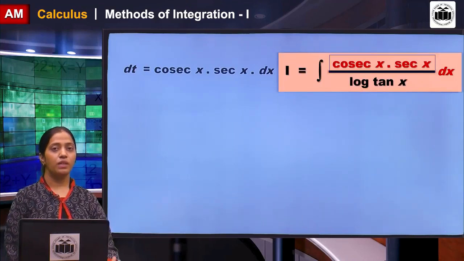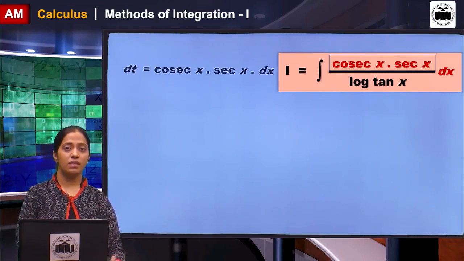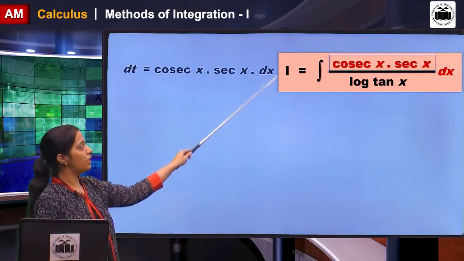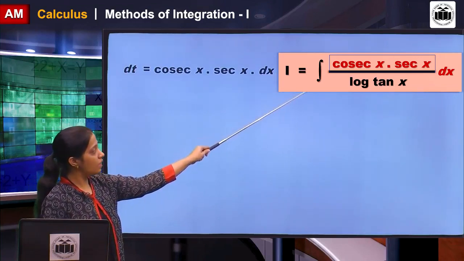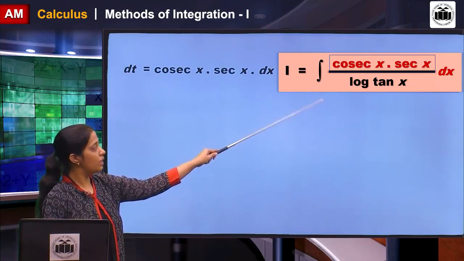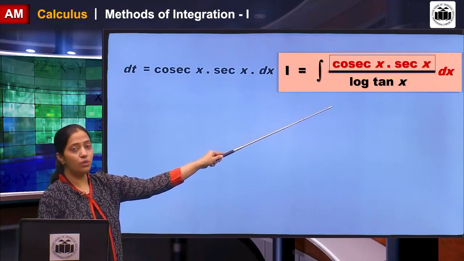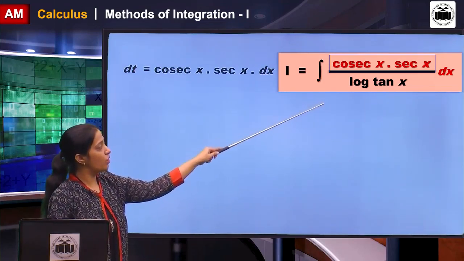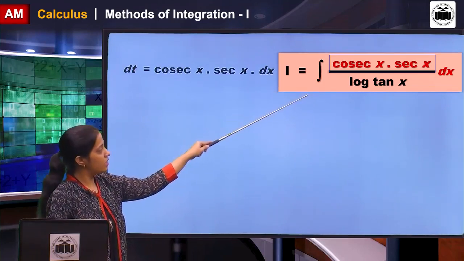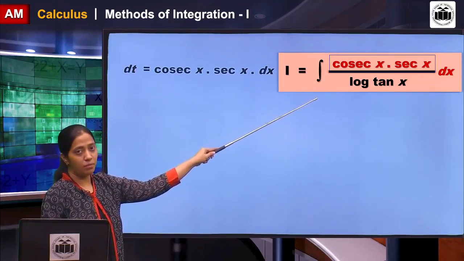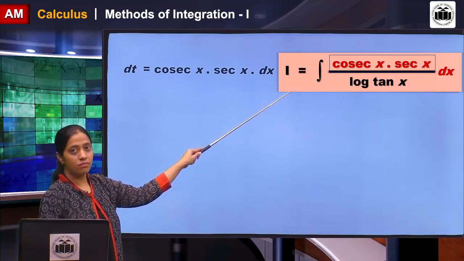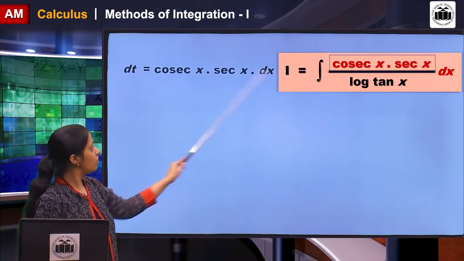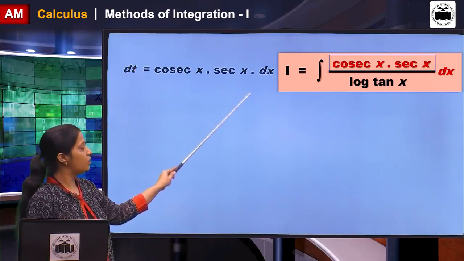Now why am I doing this? Cosec x into sec x into dx. This is our question. I is equal to integration of cosec x into sec x divided by log tan x with respect to x, that is dx. And we have already used a substitution for log tan x. So in this integration, our log tan x is t. So what about the numerator? The numerator we now got in terms of dt. So our numerator is now cosec x into sec x into dx.